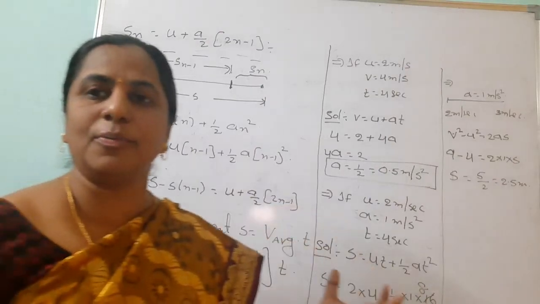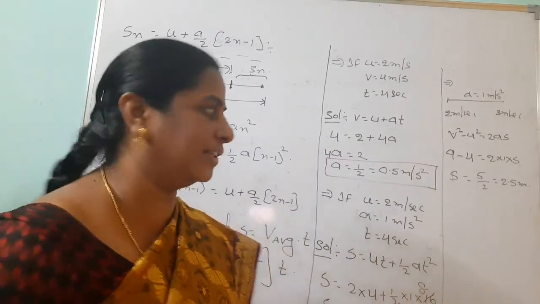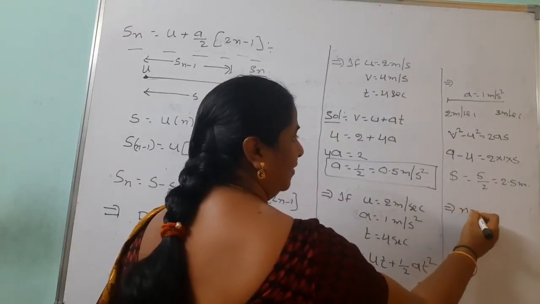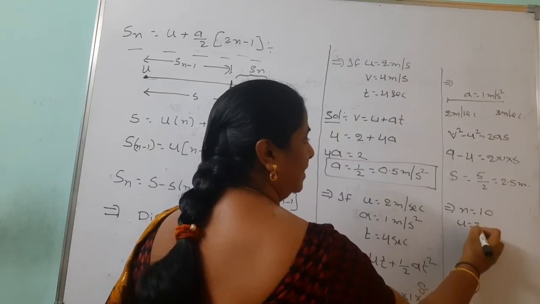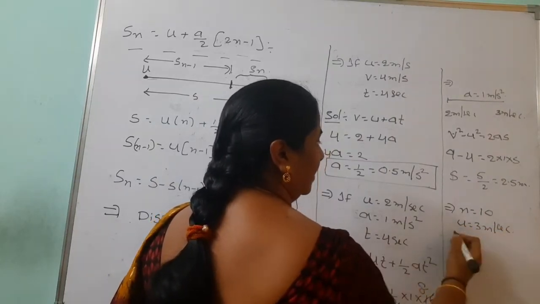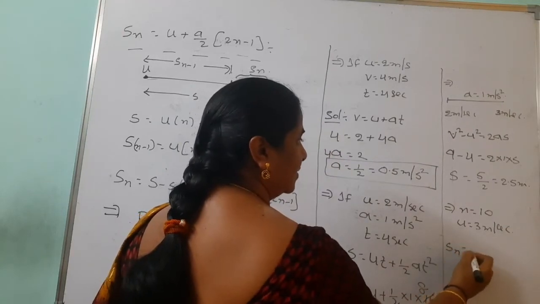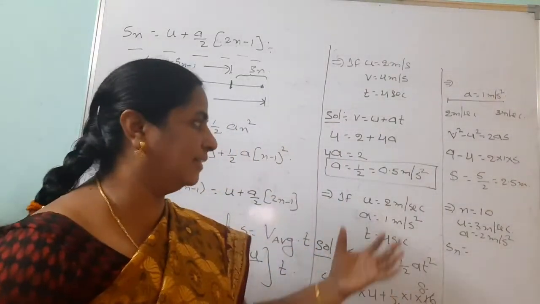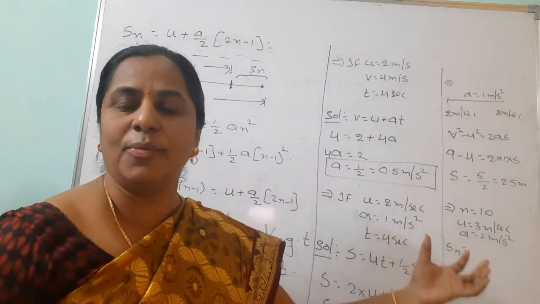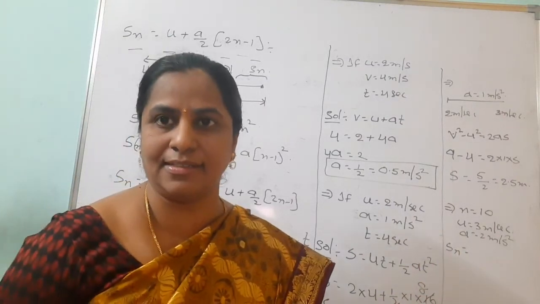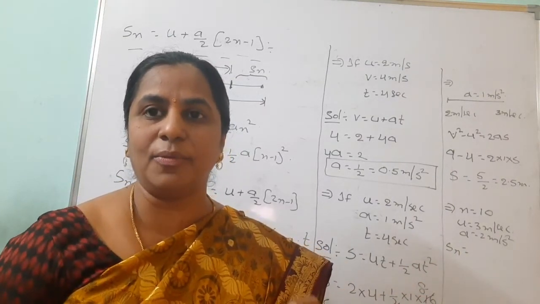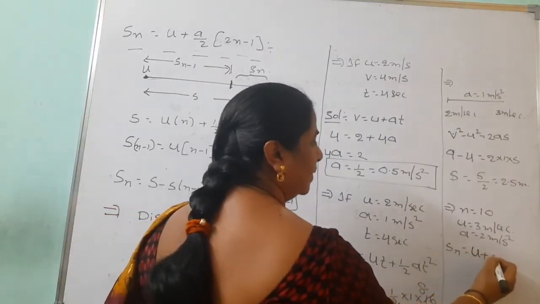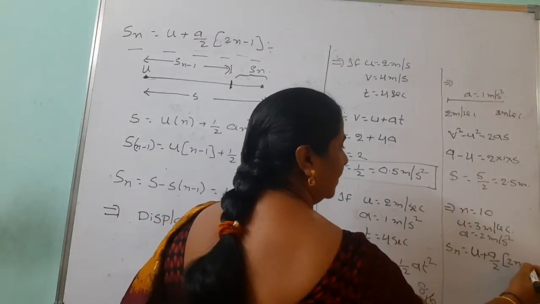2.5 meters. And one more problem we are doing based on the fourth equation of motion. Suppose we have to find the distance in the nth second. The value of n they are giving is 10. Initial velocity is 3 meters per second, and acceleration is 2 meters per second square. So the given data is in the 10th second, how much distance it travels, meaning not in 10 seconds, only in the 10th second, between 9 and 10. Sn equals u plus a by 2 into 2n minus 1.